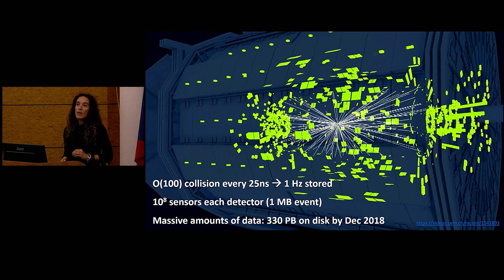But even so, in December 2018, we reached 330 petabytes of data stored on our disks, which we process and analyze. This happens because of the high granularity and the sizes of our detectors. How do we do that?